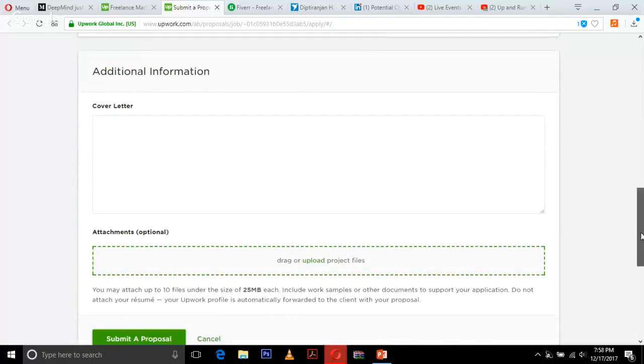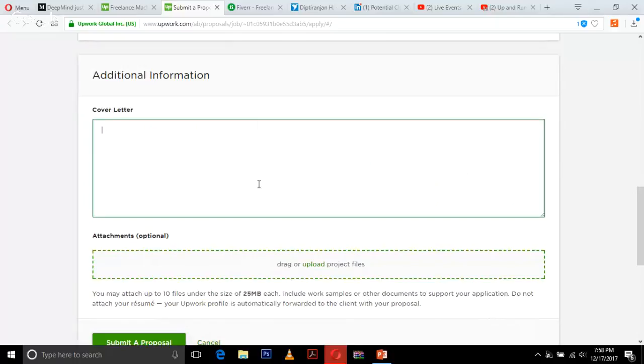Yeah. So this is the main part. The additional information. This is what is required. The cover letter, the proposal. So here you have to write in a bit more detail about what you are offering to the person, and here, Upwork wants you to upload some previous files that are related to this proposal.